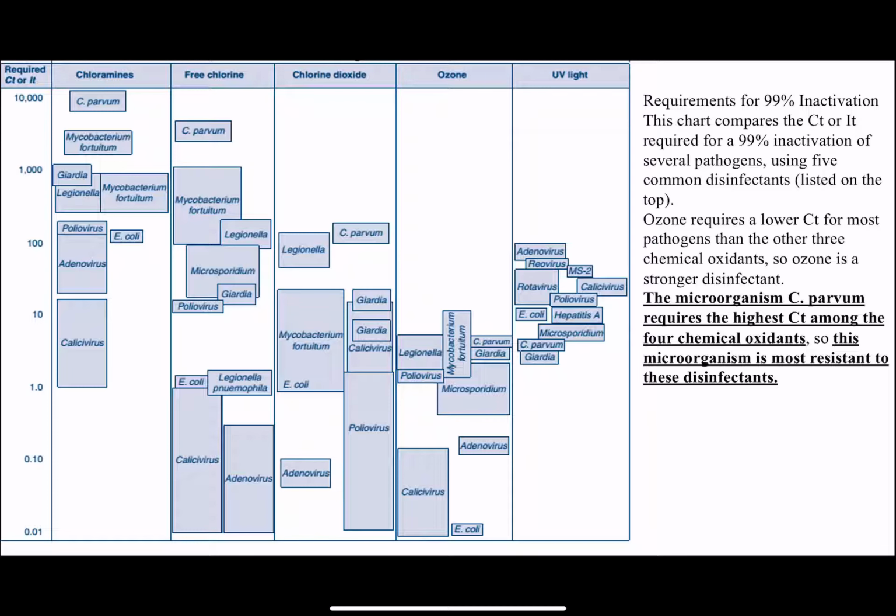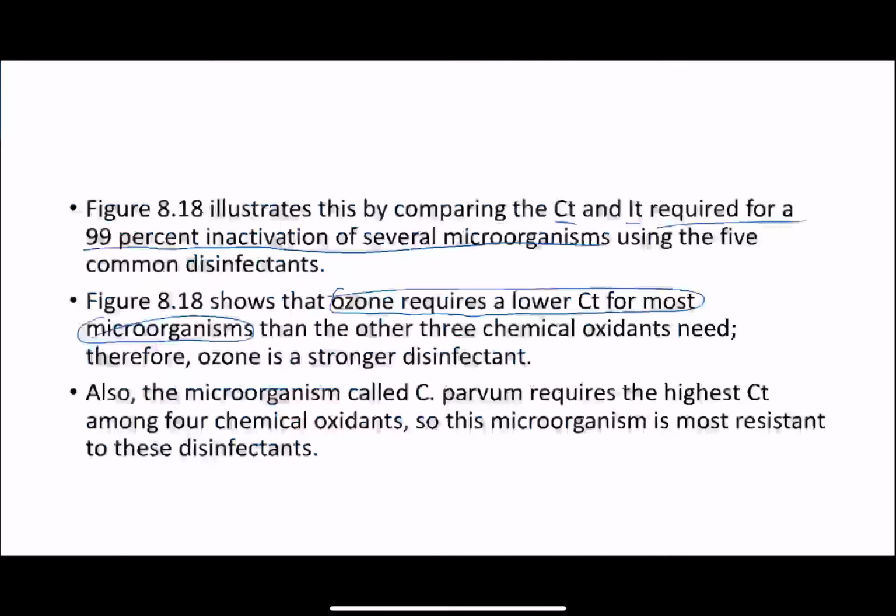This is the CT. You can see the CT goes from 0.01 to 10,000. You can see ozone required lower CT than the rest of the common disinfectant agents: chloramine, free chlorine, chlorine dioxide, and UV light. Okay, so ozone required less C times T. This is good, very effective. The meaning of that is that ozone is, of course, a stronger disinfectant.